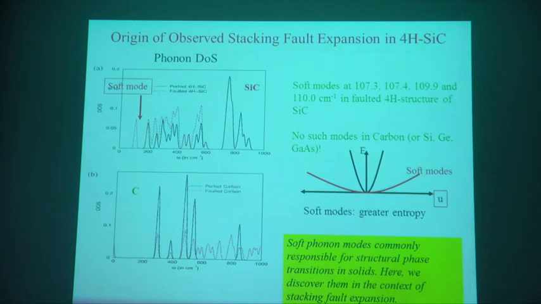And in fact, the beauty of this is you can get to the bottom of this problem, and you find that there are soft phonons for the stacking fault. This is the phonon density of states. What we show is there is a frequency below about 100 inverse centimeters which comes up in the silicon carbide stacking fault phonon, and that dominates the free energy at higher temperatures, as I explained on slide 3, if you recollect. If you take carbon, which has the diamond structure, that doesn't happen. The stacking fault of carbon doesn't have any soft phonon. As a result, this problem is very specific to silicon carbide.